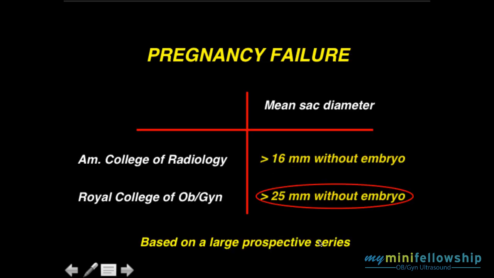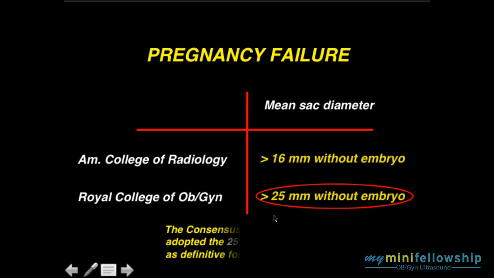The British Royal College of Obstetrics and Gynecology recommended a 25 millimeter mean sac diameter, again, based on the large prospective studies I've already mentioned to you. The consensus conference panel adopted the more stringent 25 millimeter mean sac diameter criterion as definitive for pregnancy failure.